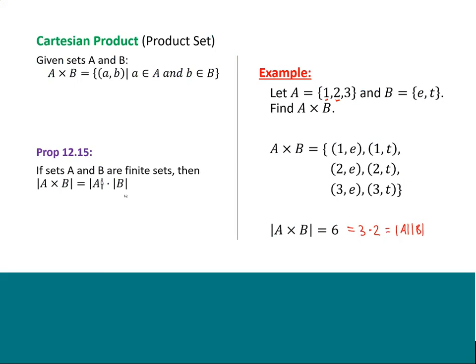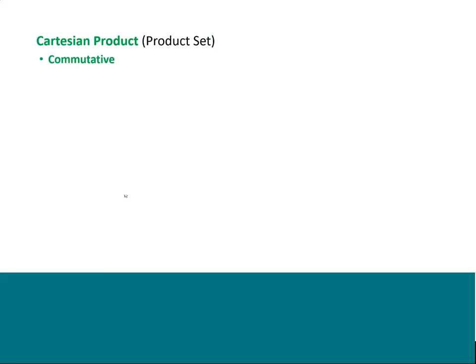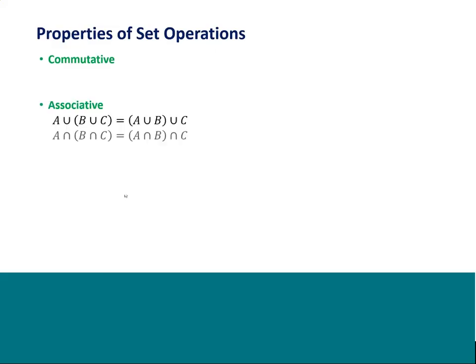But in reality, you're really going to deal with more sets than just 2 at a time. So associative says it doesn't matter whether you take the union of the second 2 first, and then throw in the third one, or you take the union of the first two first, and then throw in the third set. So that's associative. In other words, you can do what you always thought you could do.